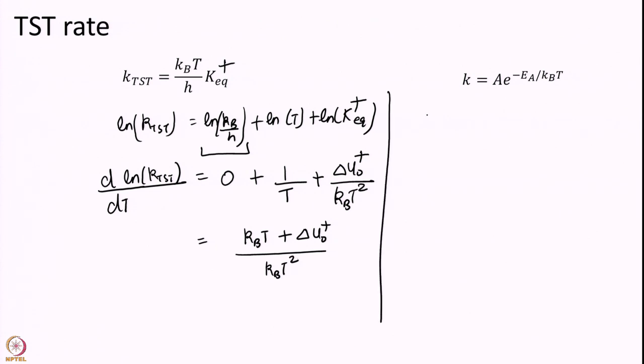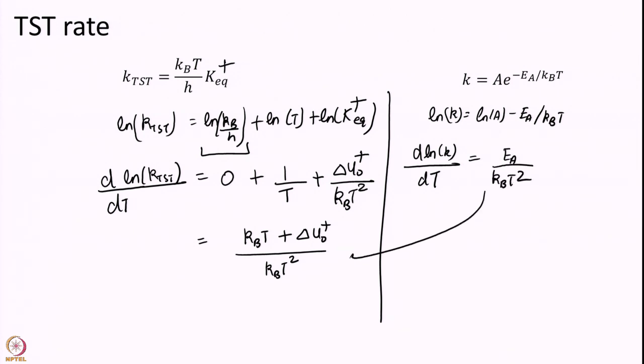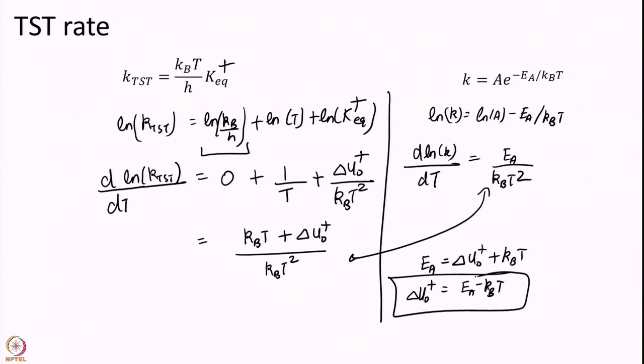But if I compare this with the Arrhenius equation, if I do the same thing here, d ln k over dT, the first term will vanish and I will get Ea over kT squared. And if I compare these two, what I get is Ea is delta U naught dagger plus kT, or delta U naught dagger is Ea minus kT. So, remember this fact actually. Internal energy is not exactly the same as potential energy. Internal energy also, remember, has average kinetic energy included in it. And because of that average kinetic energy, you get this factor of kT. So, Ea and delta U naught are not the same. That is number one point.